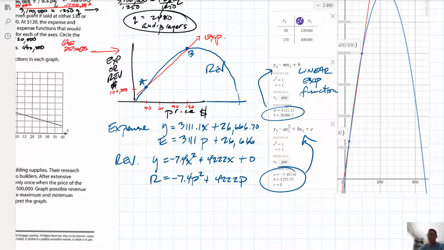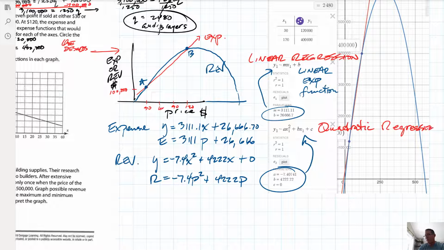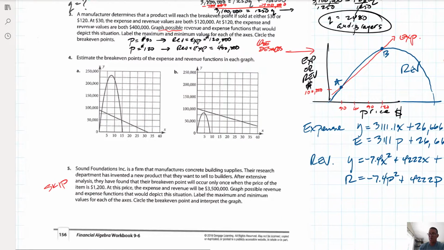Use linear and quadratic regression. This is called linear regression. Anytime you do this, it's called regression. And this one here is called quadratic regression. Both of which you guys know because we did it before. Okay, so now let's try a few more.